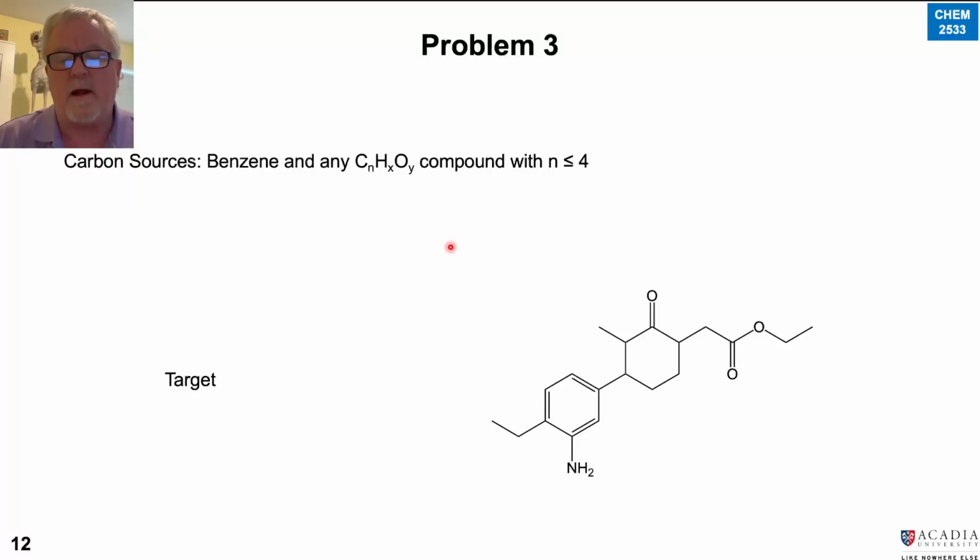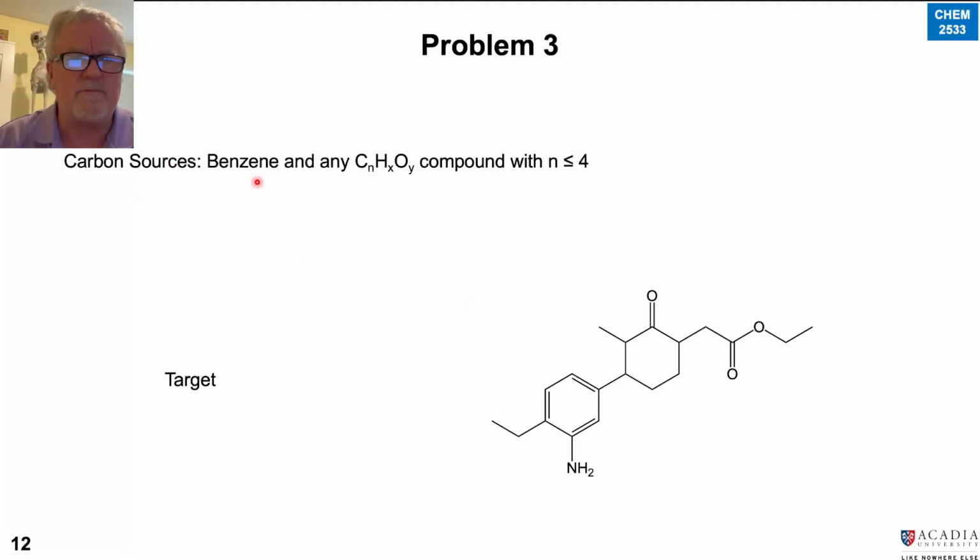Okay, on to problem 3. This is a nasty looking molecule, but it comes about because we've learned about aromatic chemistry, we learned a lot about enolate chemistry, and we're seeing some things we can do. Now, this one's a little more complicated.